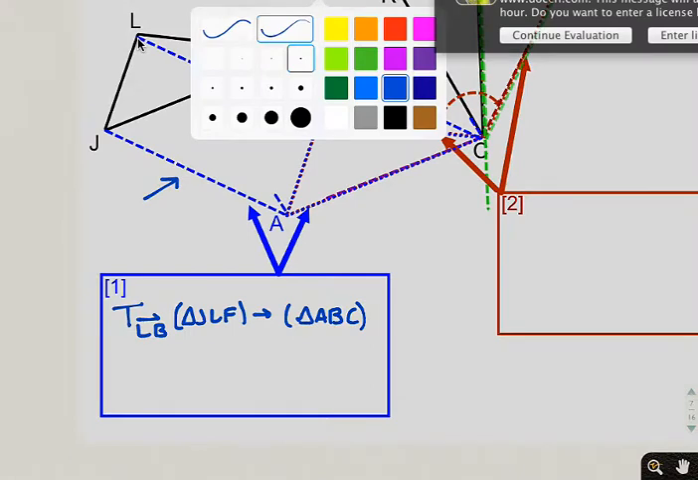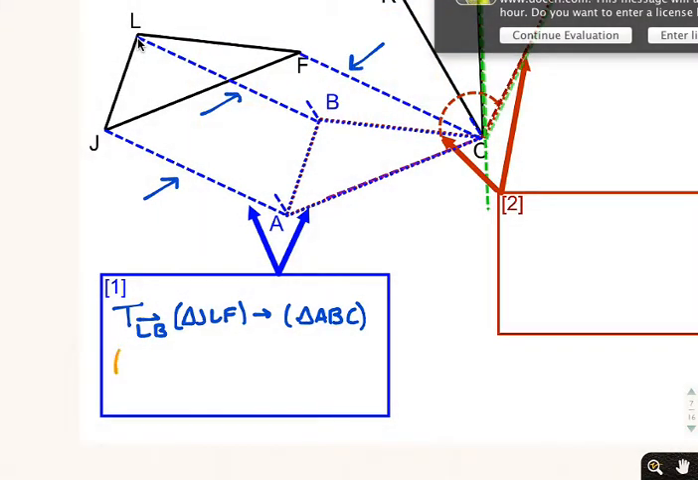So it tells you what it is, translation, what you're translating on, and where it's going. So it's telling you four different things in one nice, concise sentence. Can you write that out if you want? Sure. You don't have to, though.